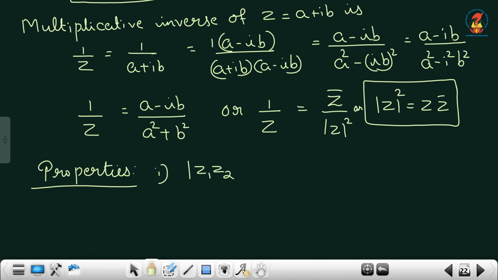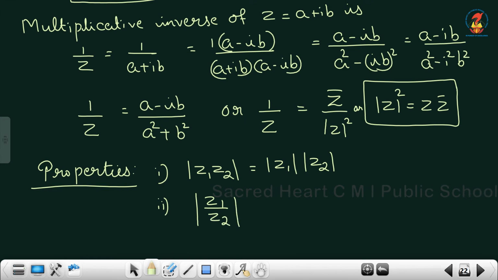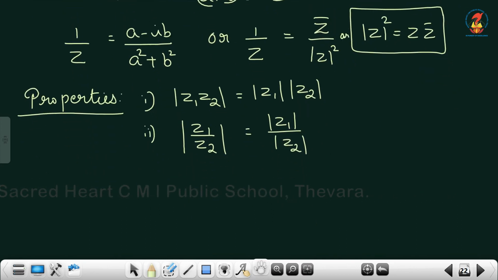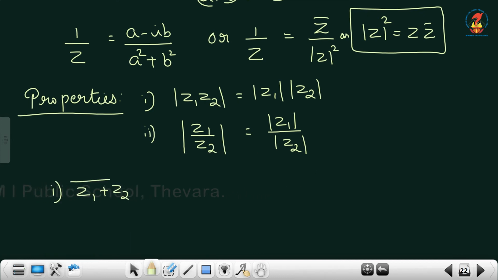Mod z1 z2 is equal to, now proof for this. Mod z1 z2 is equal to mod z1 into mod z2. Second one, modulus of z1 by z2 is equal to mod z1 by mod z2, provided the denominator cannot be zero. Then conjugate, the first property, z1 plus z2, the whole bar is z1 bar plus z2 bar. Minus also, z1 minus z2 whole bar is z1 bar minus z2 bar.